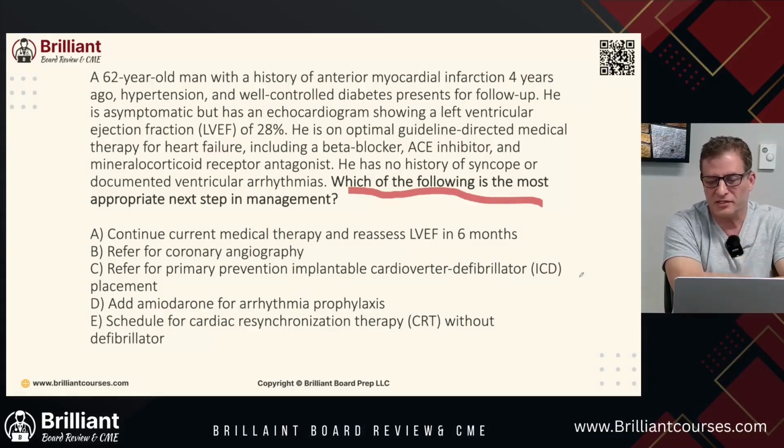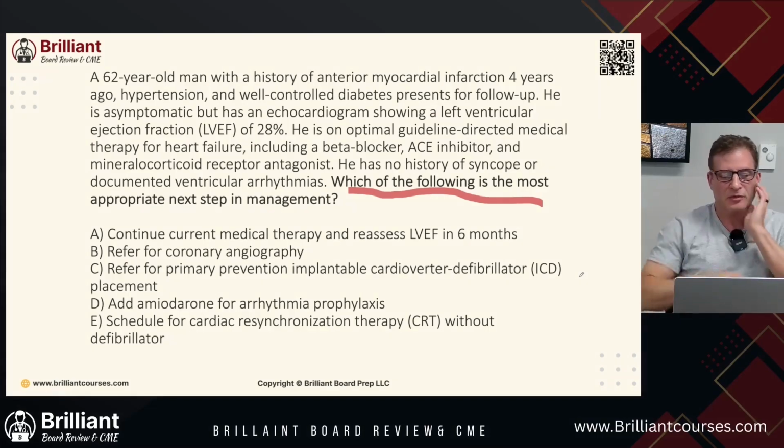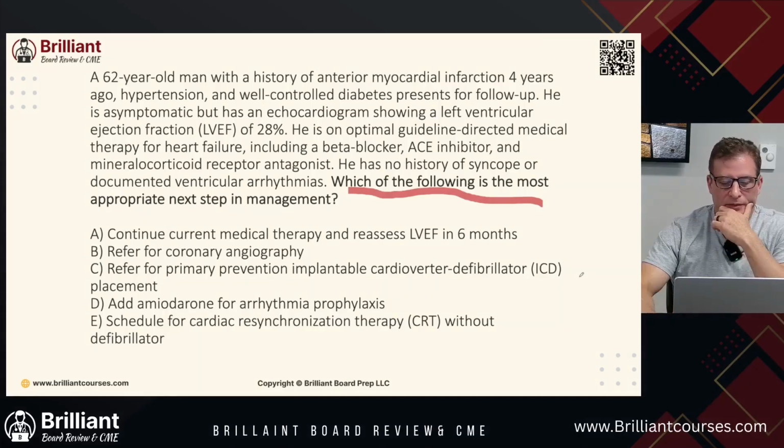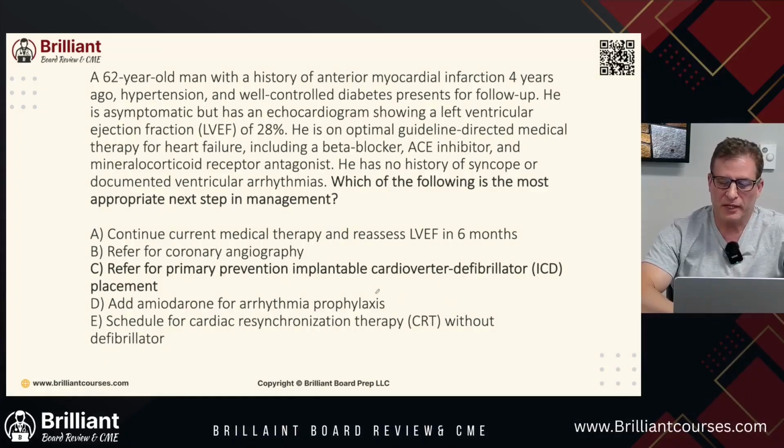We kind of discussed this, didn't we? Including a beta blocker, ACE inhibitor, and mineralocorticoid receptor antagonist. He has no history of syncope or documented ventricular arrhythmias. Okay, so what are we going to do? What are we going to do? Now, just think about this. We're going to refer for primary prevention implantable cardioverter defibrillator.